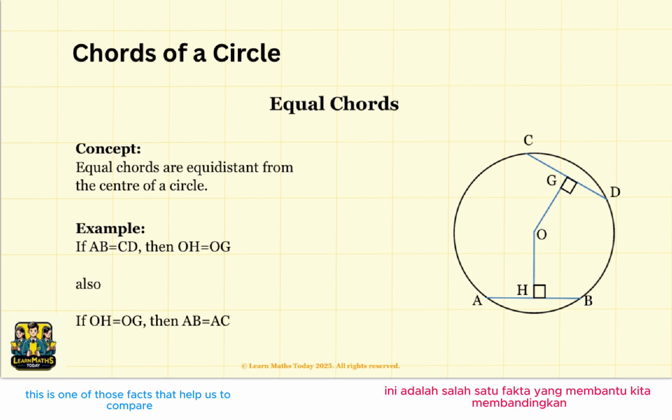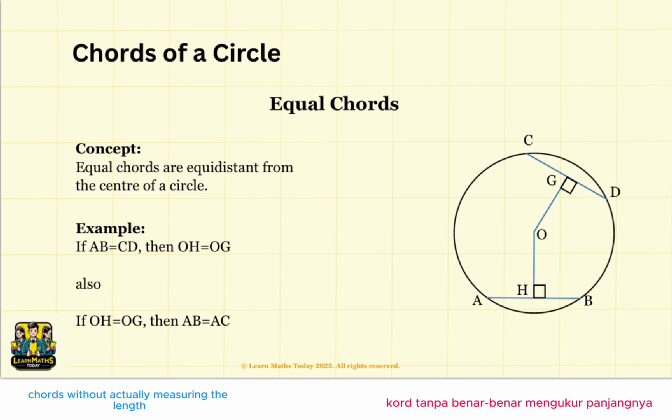This is one of those facts that help us to compare chords without actually measuring the length. We just look at how far from the center. The key word here, remember, is equidistance. It means equal distance. Be sure to look out for right angle and distance from the center in questions. These are the clues that you should be applying this equal chords concept to the questions.